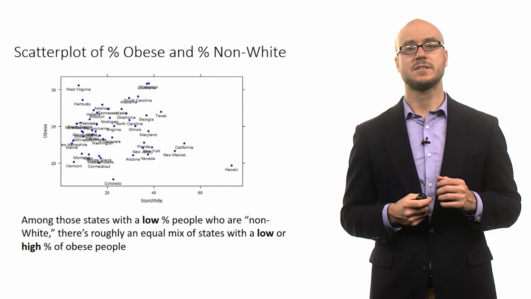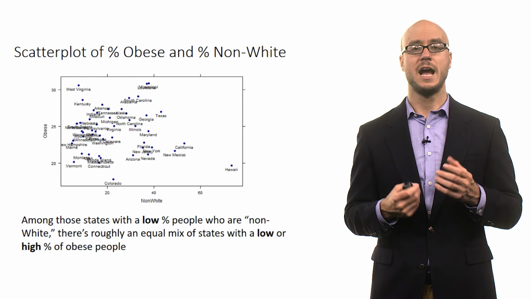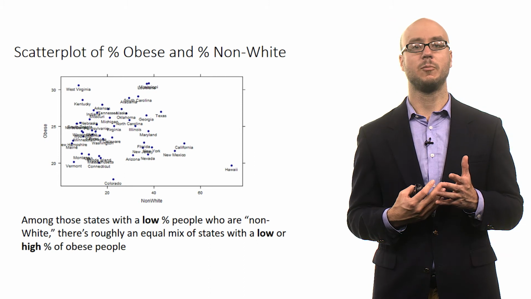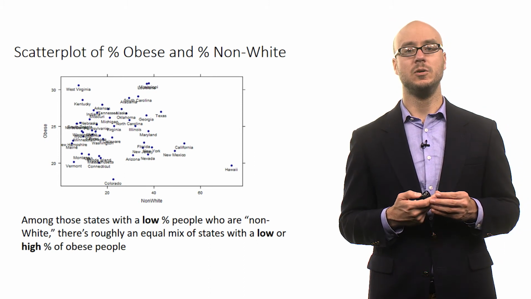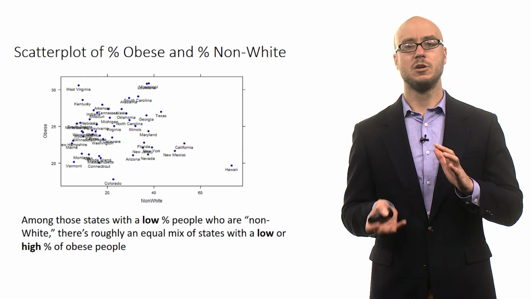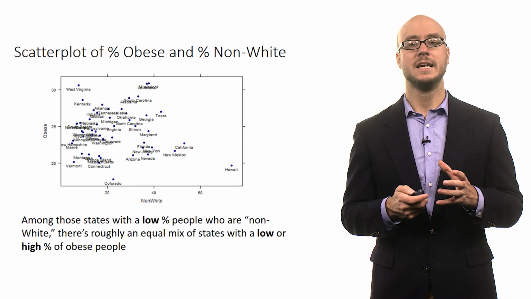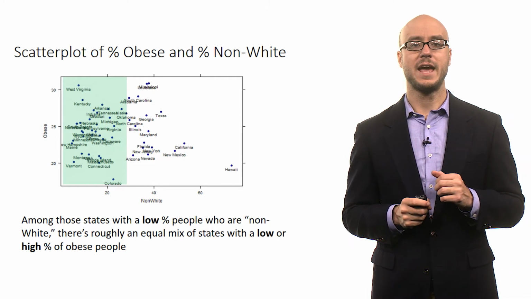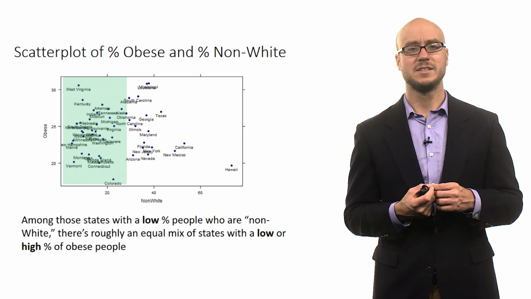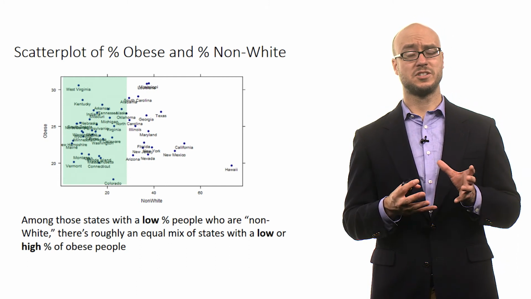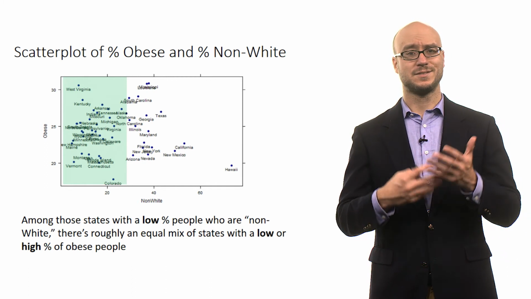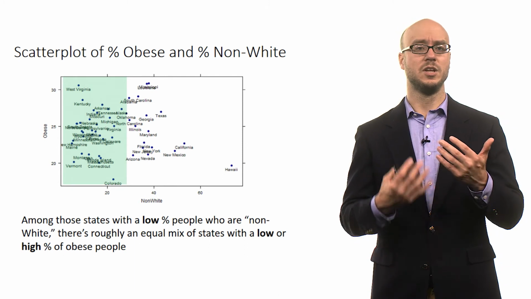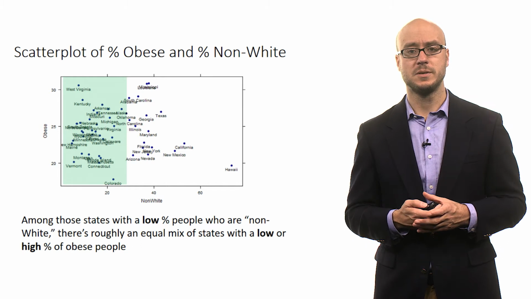Now let's look at a slightly different scatter plot. This is the percent of obese people and the percent who identify as non-white for each state. On the x-axis, we have the percent identifying as non-white, and on the y-axis, we have the percent who are obese. So let's look at those states with a low percentage of people who are non-white. Just looking at that value of the x variable, among those states with a low percentage of people who identify as non-white, you can't really say anything about the percent who are obese. There's sort of an equal mix of states with low, medium, and high percentages of obese people.